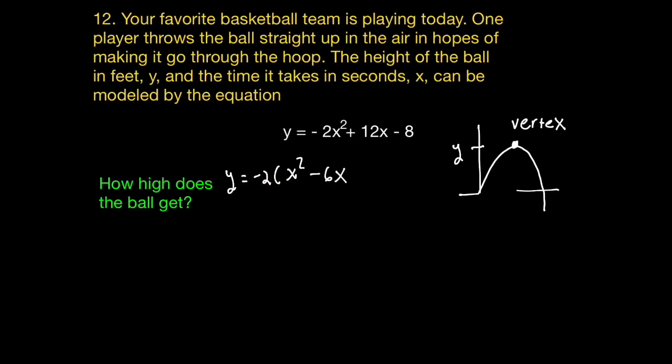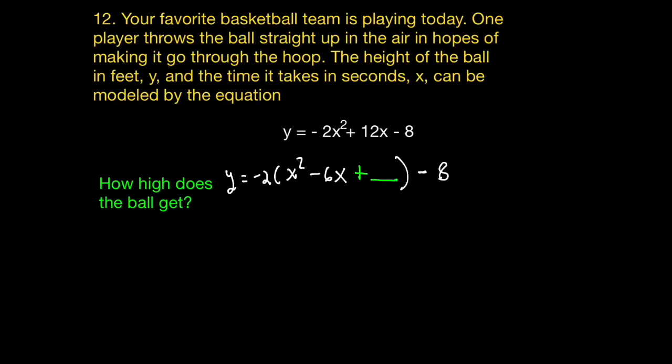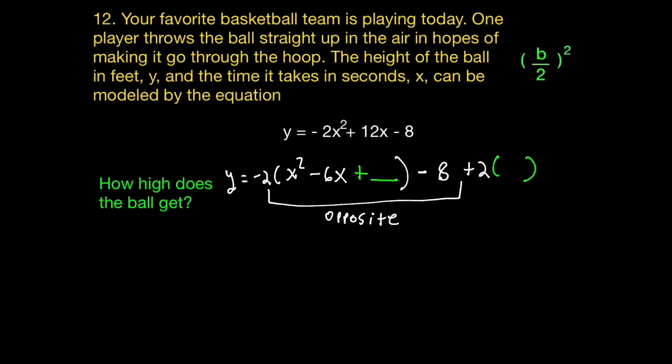And I'm going to erase this picture to make more room. I'm going to complete the square inside of the parentheses. And I have negative 8 outside of the parentheses. Because I have a factor other than 1, I need to get the opposite here. And the opposite of negative 2 is positive 2. And I will multiply it by whatever I use to complete the square. To complete the square, I'll need to get the b value divided by 2 and then square it.